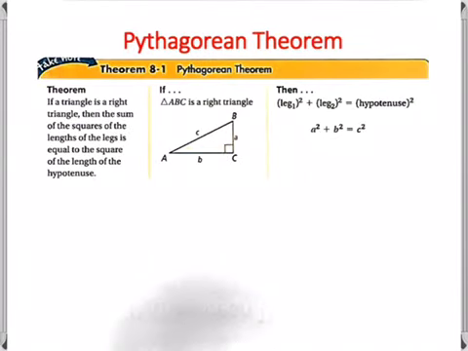So Theorem 8.1, Pythagorean theorem. If a triangle is a right triangle, then the sum of the squares of the lengths of the legs is equal to the square of the length of the hypotenuse. Most of us know this as a squared plus b squared equals c squared.